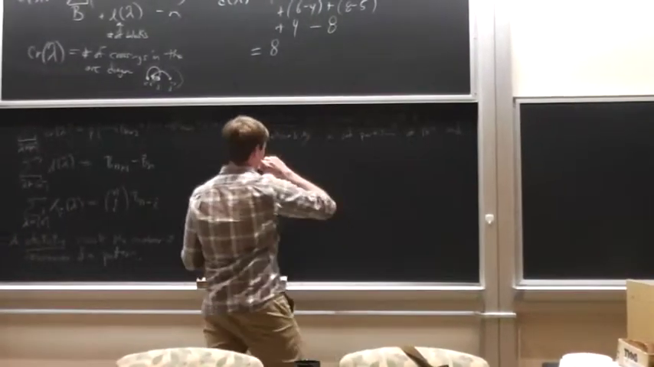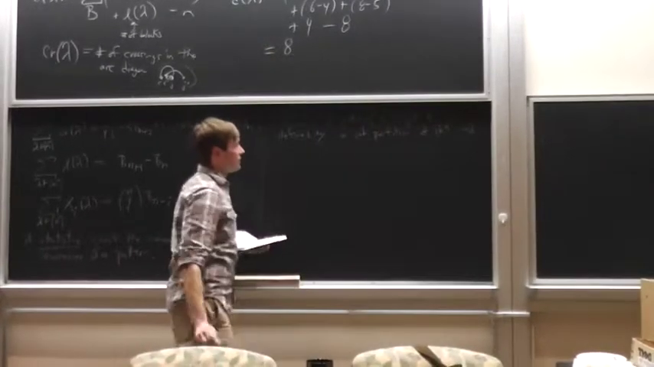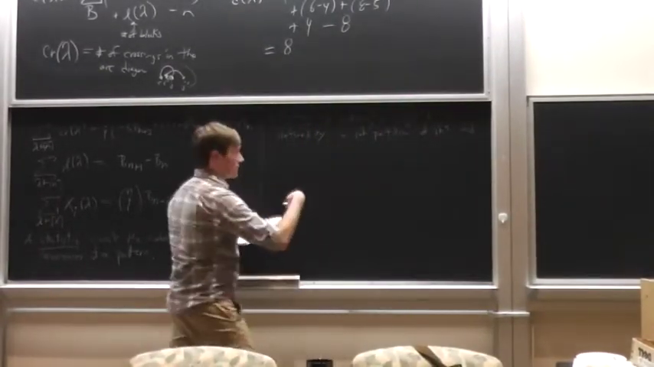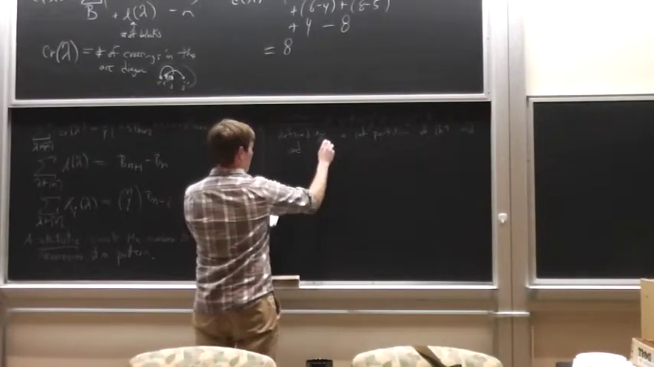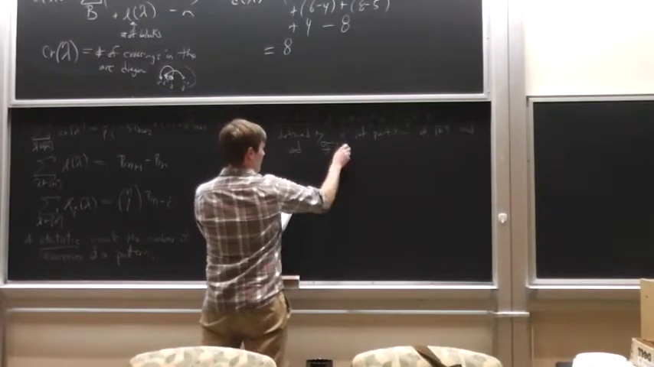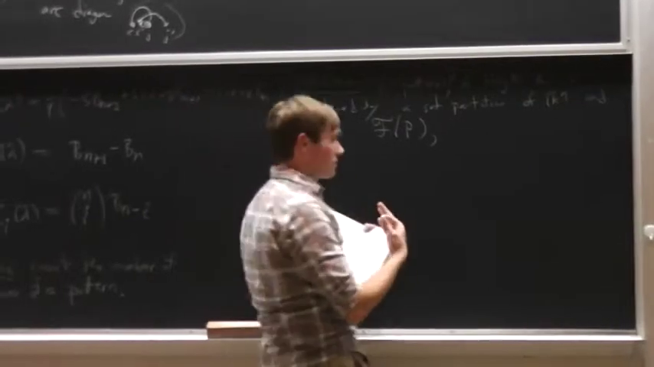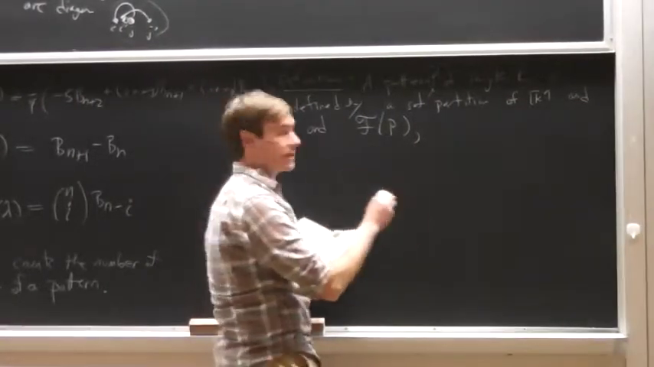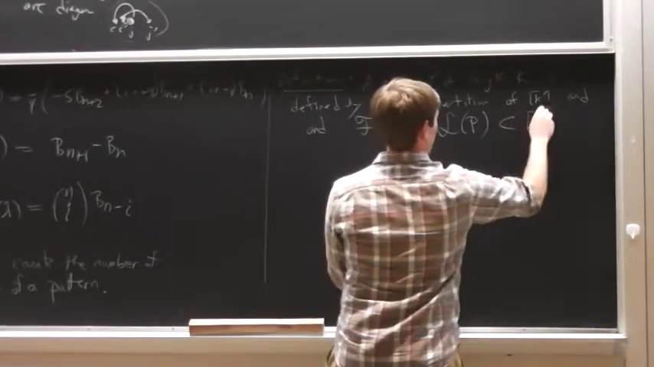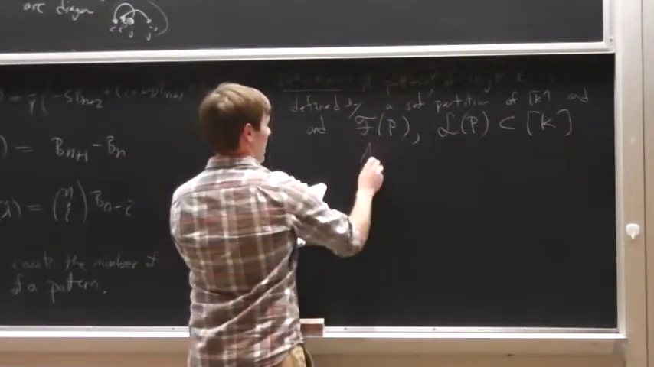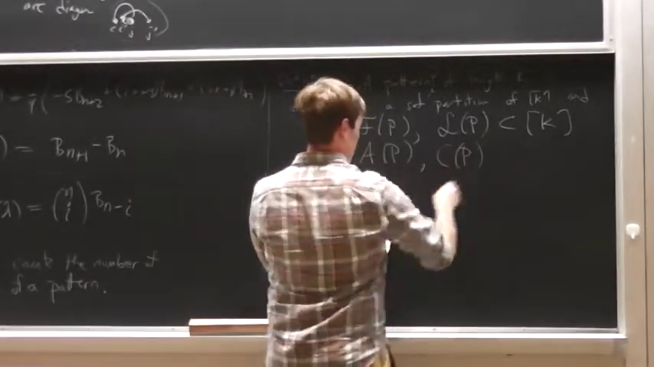Okay, so a pattern, and I'll sort of abuse notation. A pattern P of length k is a set partition of k, and a set which I call F, which you can think of as first. So this thing has to be the first element in a block. L of P is like last. Those are both subsets of the set k. A of P, which really means arcs, and C of P, which means consecutives.